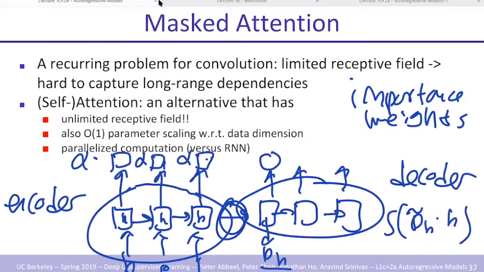Then this will basically give you the importance at maybe this point, right? So you just repeat this process for every single point, and you get an importance weight for every single hidden state of the encoder. So you know which encoder hidden state is important now, and which ones are not important, right?